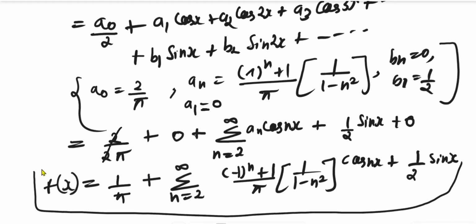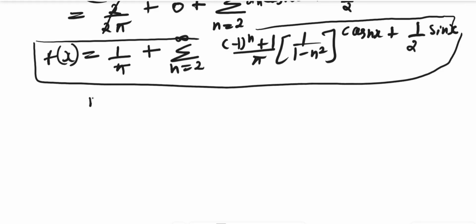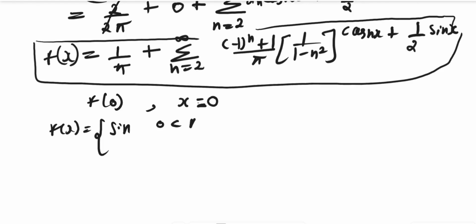Now the question asks us to make a summation series. For that we will take the value of the function at 0. We will solve this taking x is equal to 0. So what is f of 0? The value of the function was sin x in the interval 0 to pi and 0 in the interval pi to 2 pi.